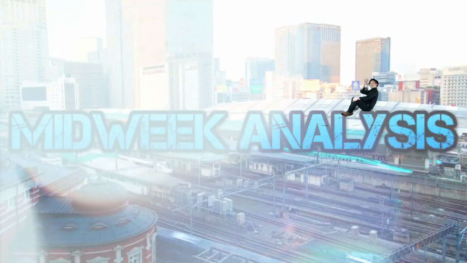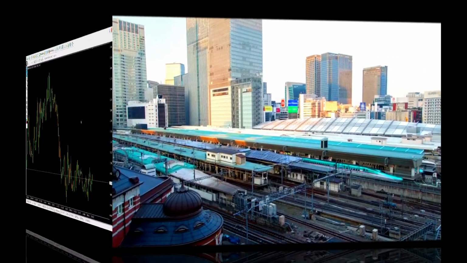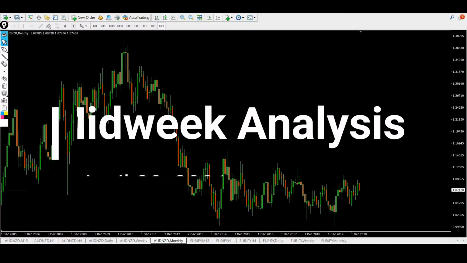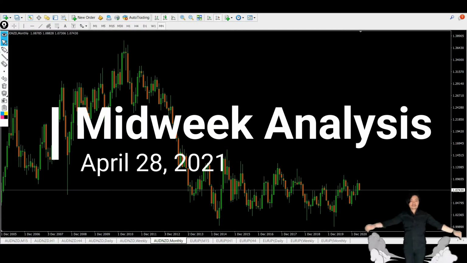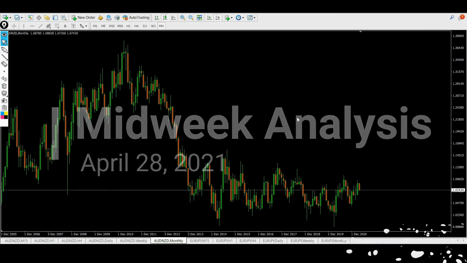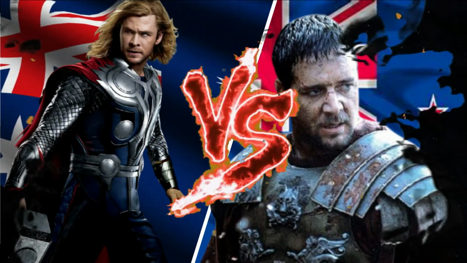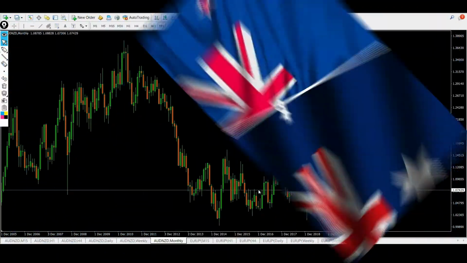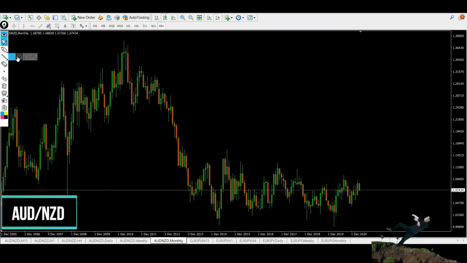Midweek Analysis. Hey guys, this is the midweek analysis for April 28th of 2021. Okay, we'll start off with the Aussie-NZD pair. This is a monthly chart. We'll start off with an overview.